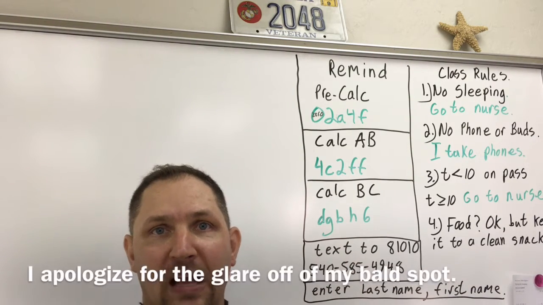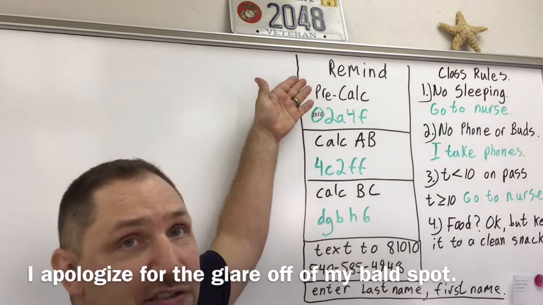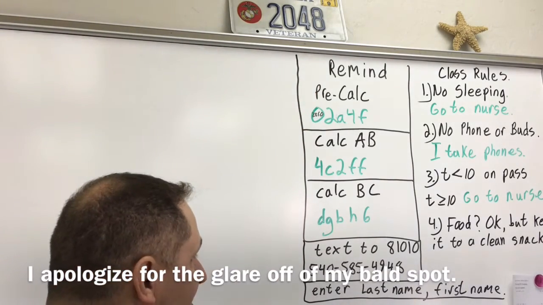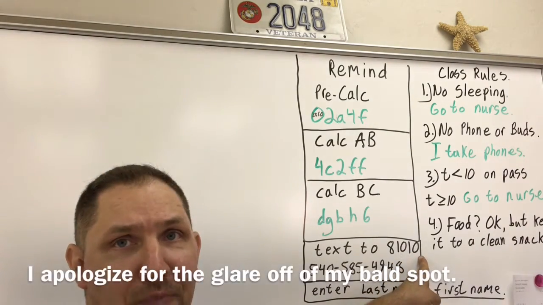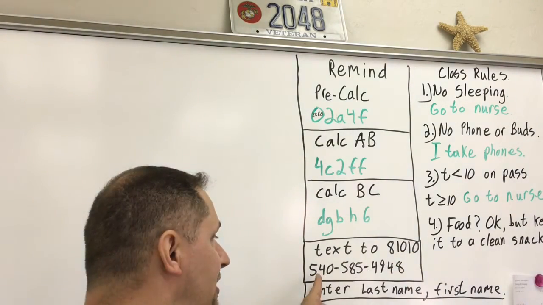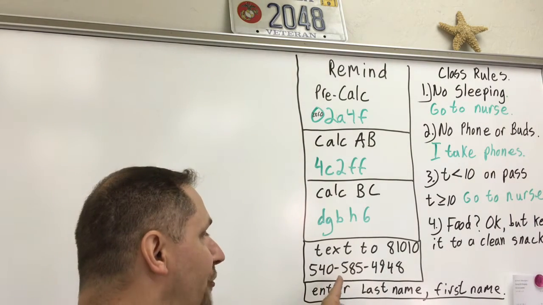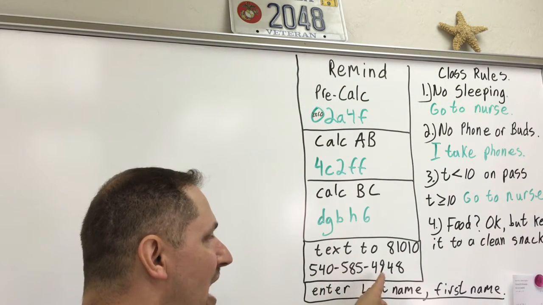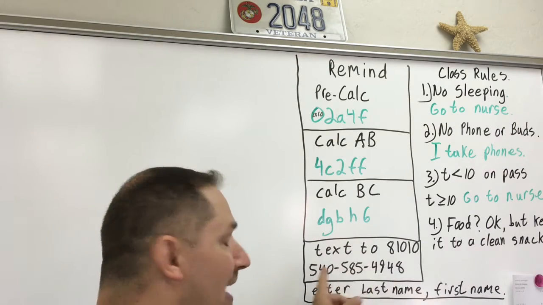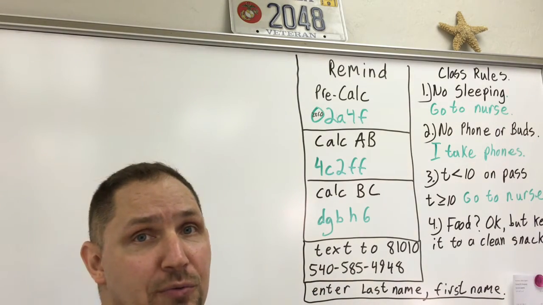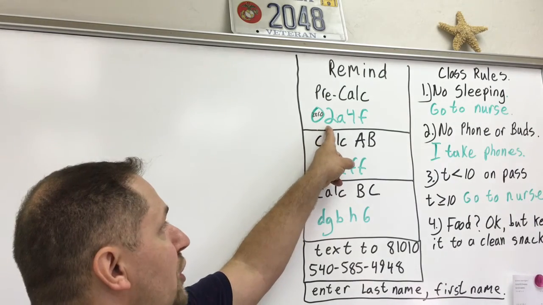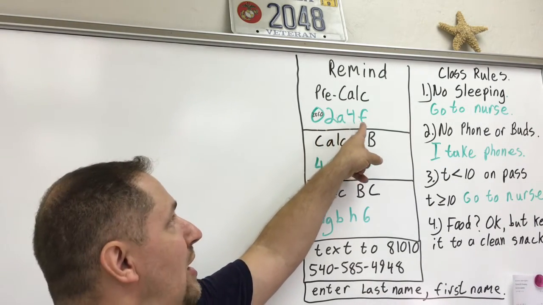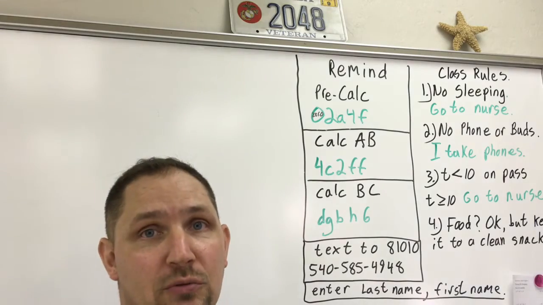Now, for pre-calculus, you're going to text 81010. And if that doesn't work, you're going to type that number in: 540-585-4948. And when you type that number in as who you're sending it to, what you're going to text them is this code: 02A4F. That's for my pre-calculus students.